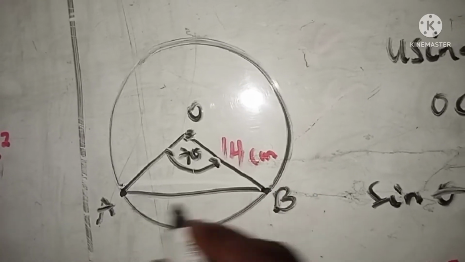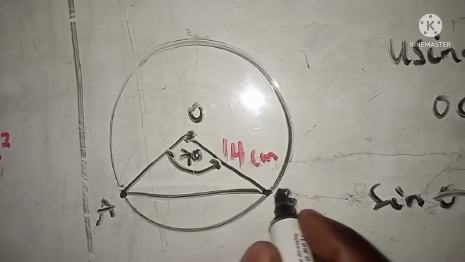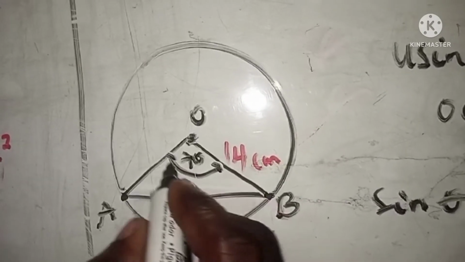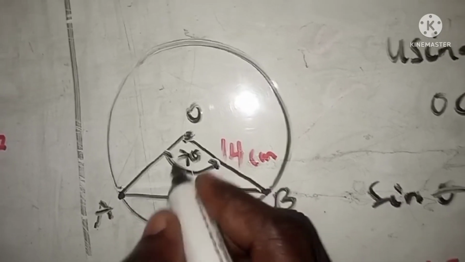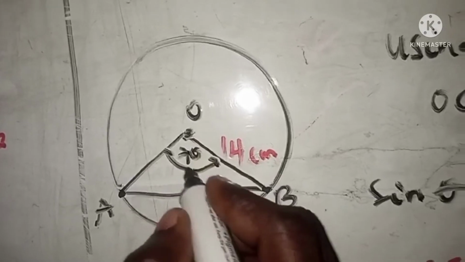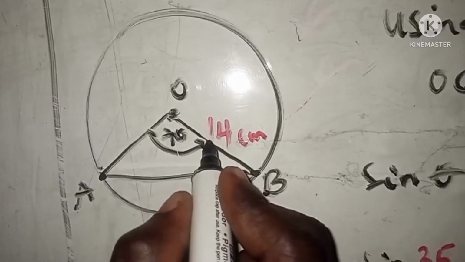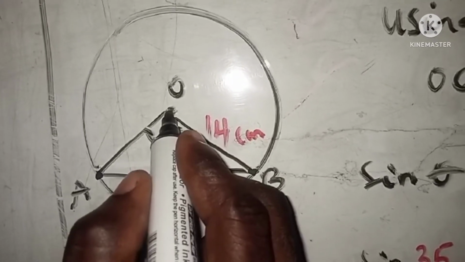So this A and B are just points on this circumference here, and then we are told that this angle is 70 degrees. Is that okay? So if you join everything together, you are going to have 70 here. So here will be what? 14. The 14 here because this is the center.